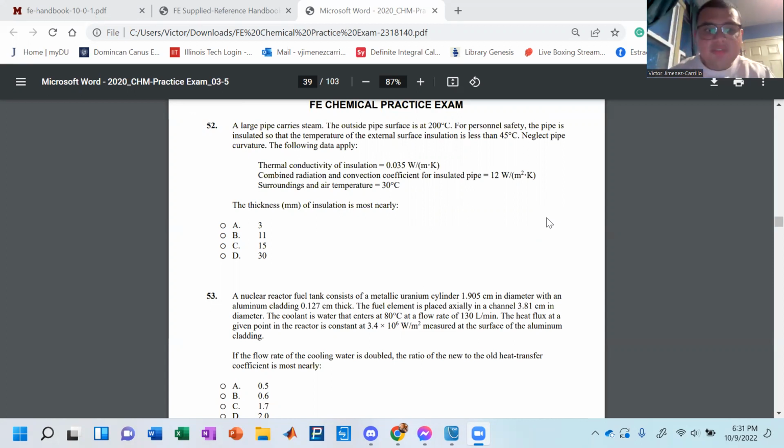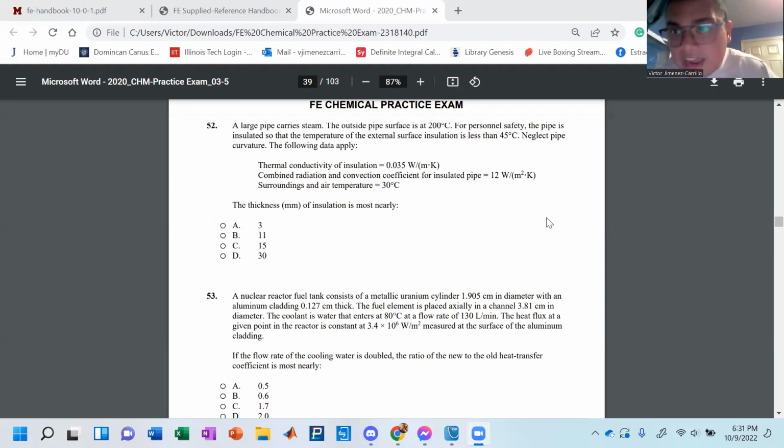Okay, so first things first, what is conduction? Conduction is the transfer of heat energy by direct contact. The two things are touching and the transfer of energy is happening. That's conduction. Convection is the movement of heat by an actual motion of matter. So that's the difference. You should know those. And the key word to this question is that we can ignore the curvature of the pipe.